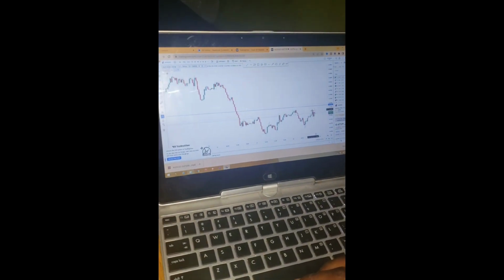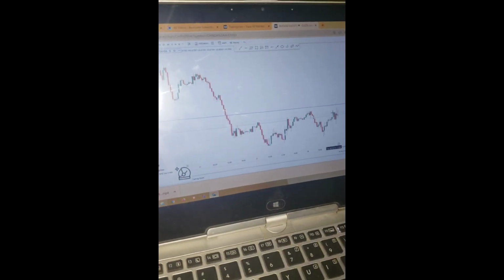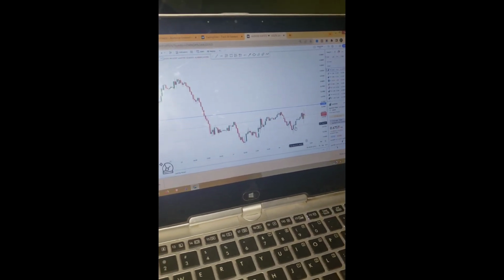So guys, I can just show you how I took my entry today. Let me show my screen so that I can show you a little bit. I took my trade from here and then I got out of the market down here, and I made about $192 on AUD USD.